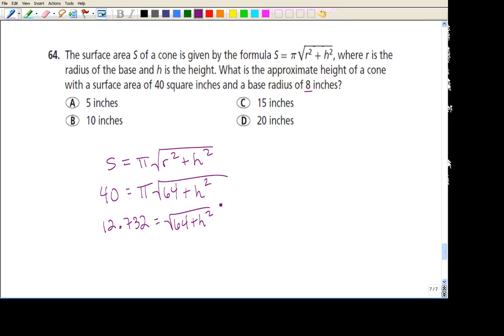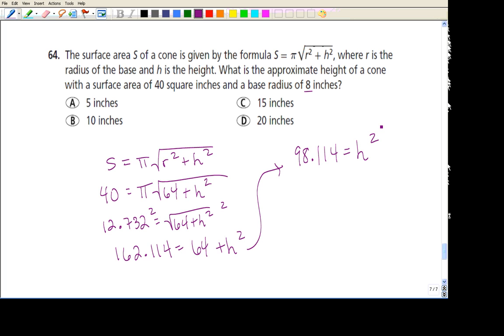Let's get rid of the square root. I'll square both sides. So I'll have 162.114 equals 64 plus h squared. Now I'll subtract 64 from both sides. So I'll get 98.114.